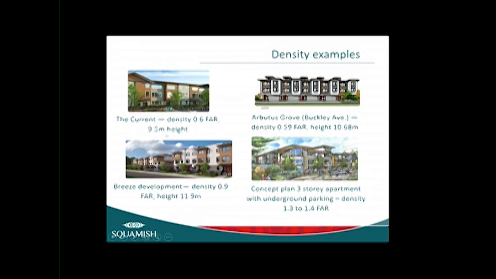So the lower right-hand side is a 3-story apartment with underground parking, which takes it to 1.3, maybe even 1.4 floor area ratio. So the interesting thing about this is the apartment structure gives a lot of different opportunities for living, for 1-story living without stairs. So that is of interest, just to have the variety of housing stock. So I think that's kind of it.